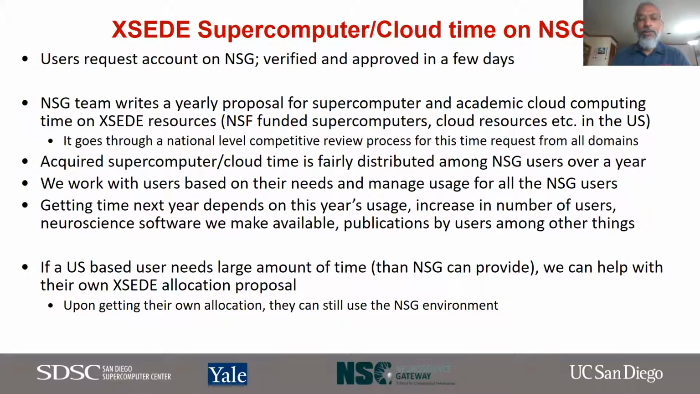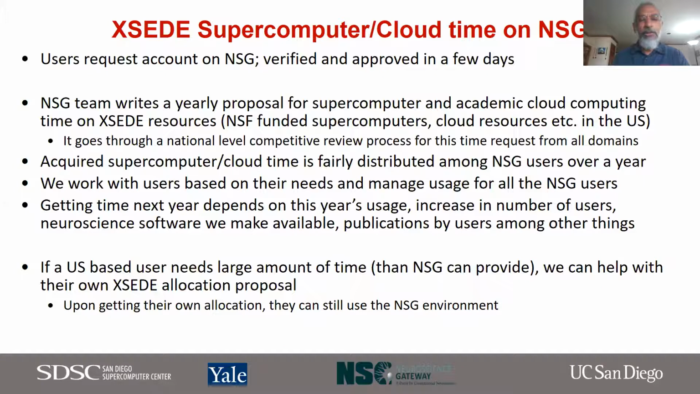And then to get time for the next year, in our allocation proposal we have to show that we have pretty much used all the time. If we have unused time, that doesn't look good. So as the number of users increases and more neuroscience software is made available, you let us know about your publications. All this information goes in the next year's proposal.